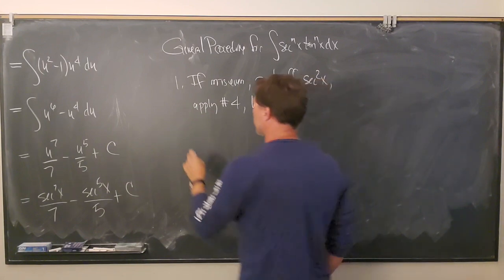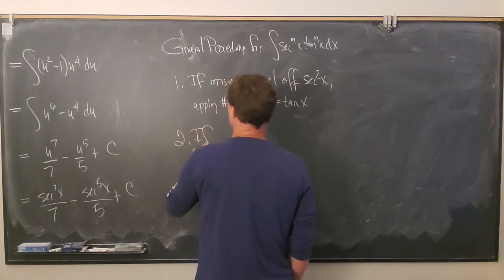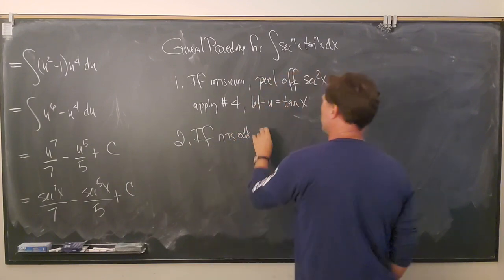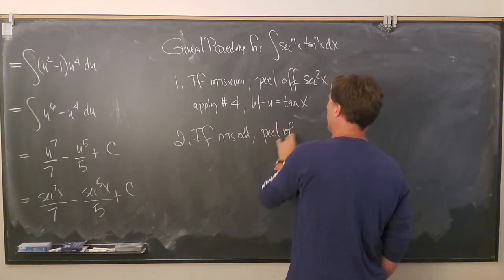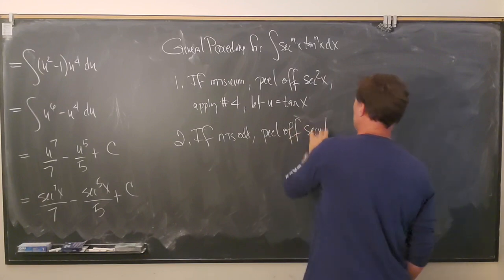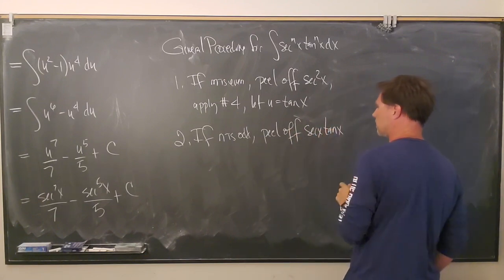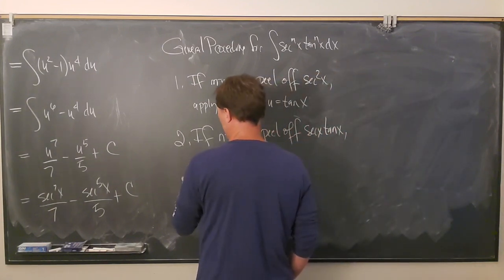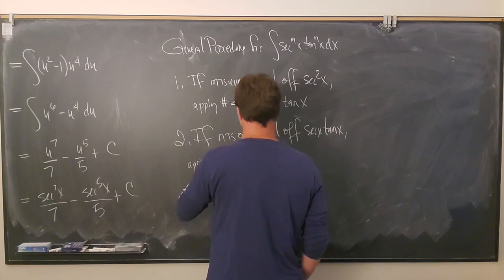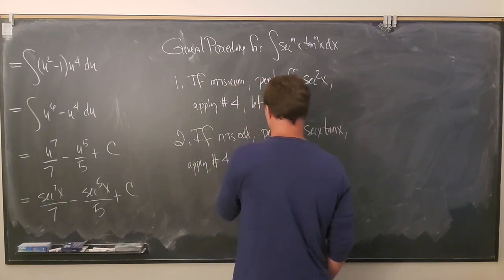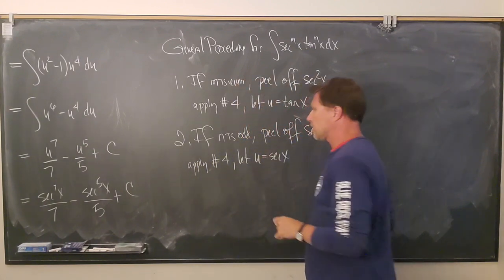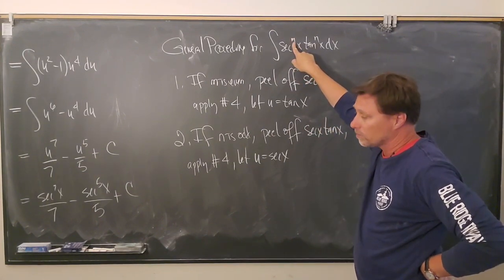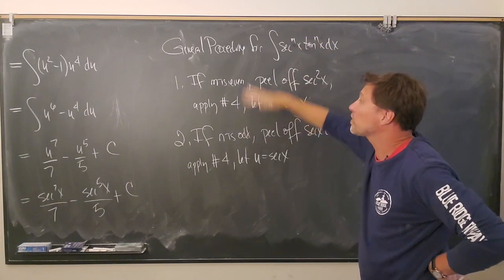And then the second possibility, if n is odd, peel off a secant x tangent x, apply number 4, and then let u equal secant x. So in the situation where m is odd and n is even, this procedure does not work.